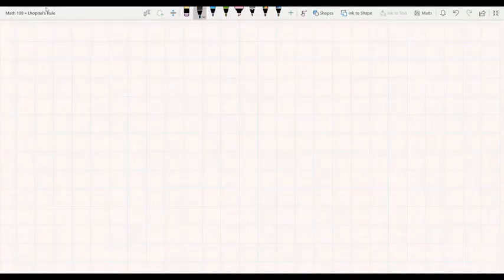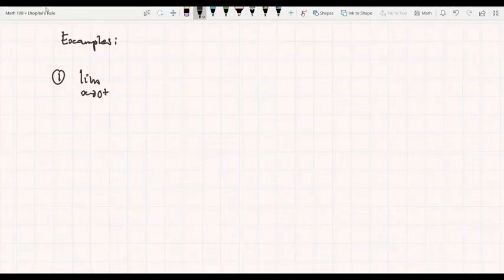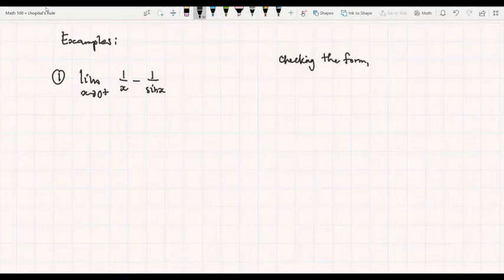So to illustrate our technique, let us consider the following examples. So first, let's have example 1. So here, we want to evaluate the limit as x goes from the right of 0 of 1 over x minus 1 over sine x. So first, we check the form. So checking the form, we have for the first term, we get the limit as x goes from the right of 0 of 1 over x. So this is 1 over 0 plus or positive infinity.